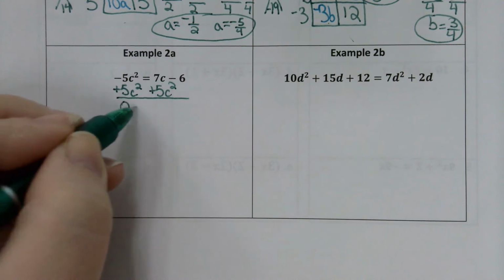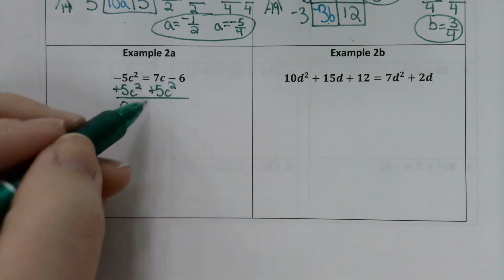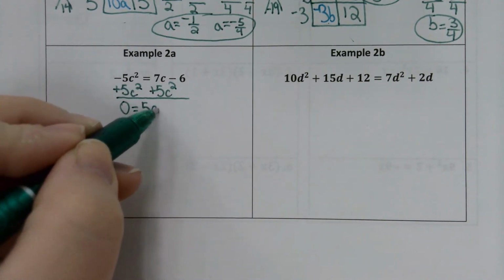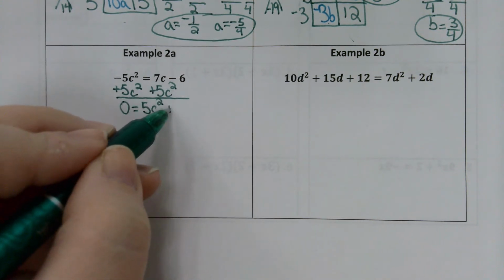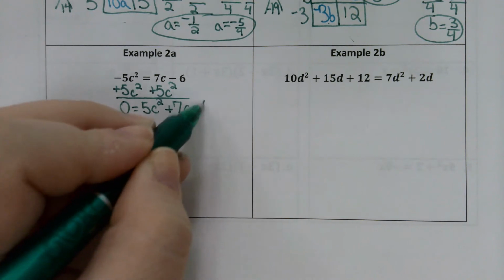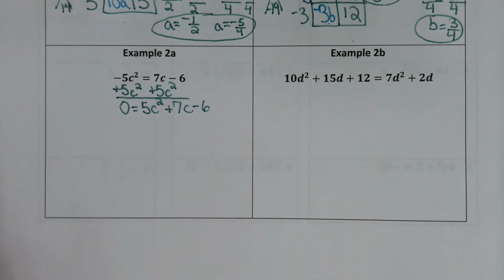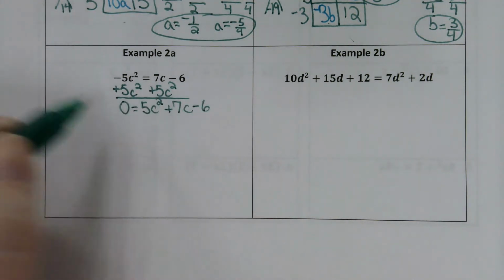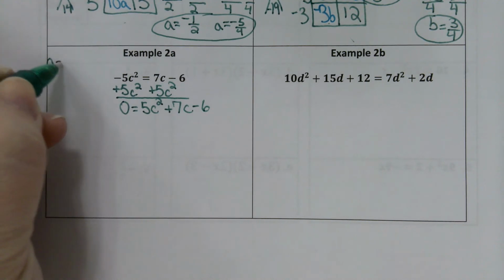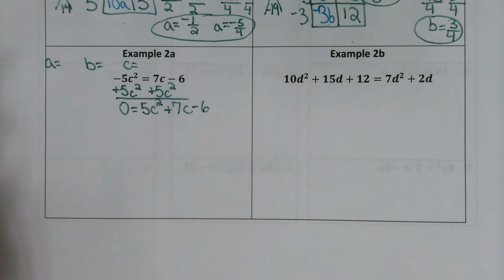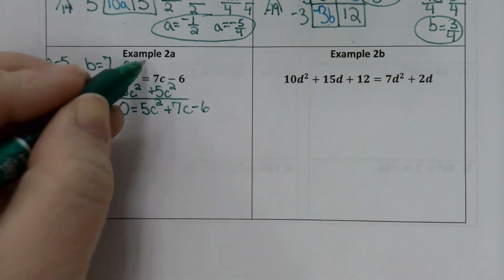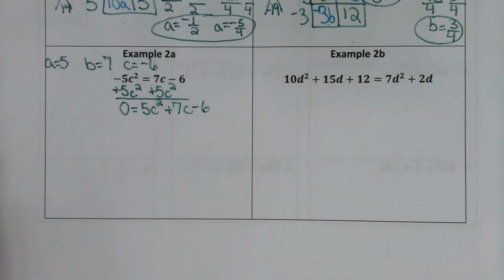So 0 is left on the left side, equals, and we'll put that term first because we want our c squared term to be the first term, then our c term, and then our constant. Look for a GCF, but there isn't one, so we'll label A, B, and C. A is 5, B is 7, and C is -6.